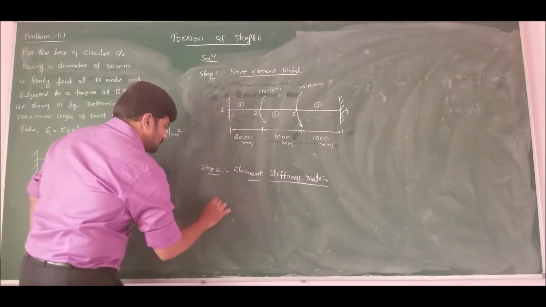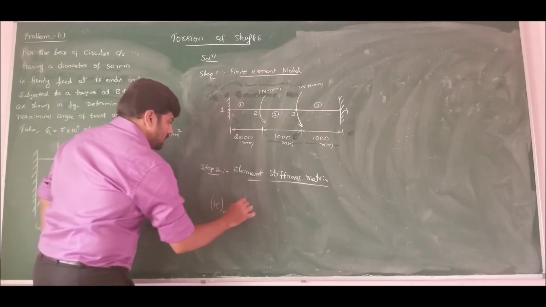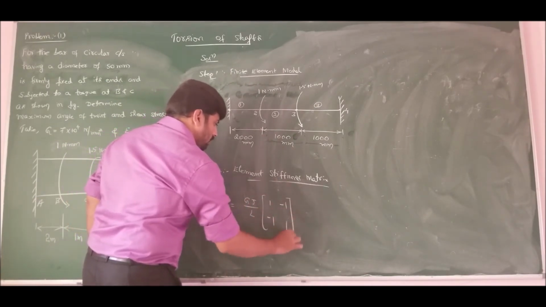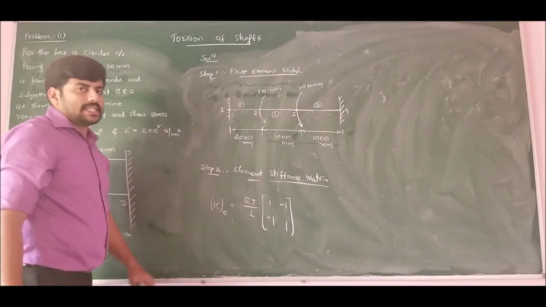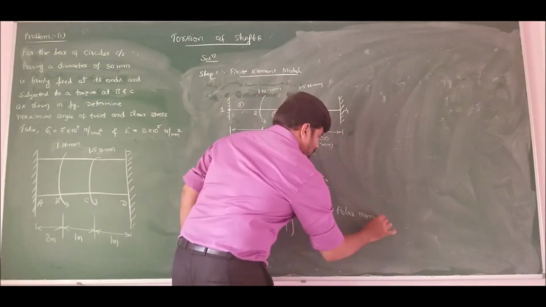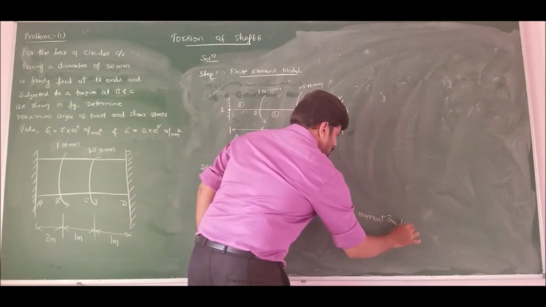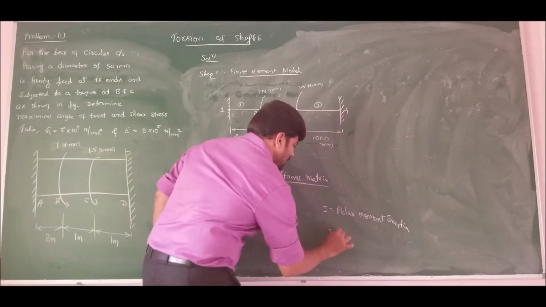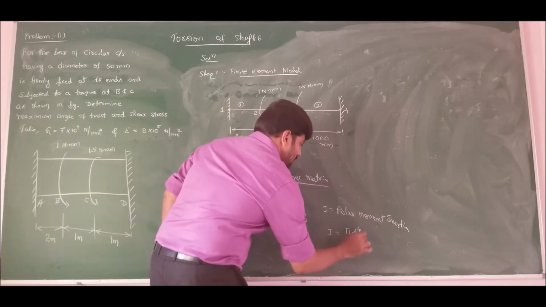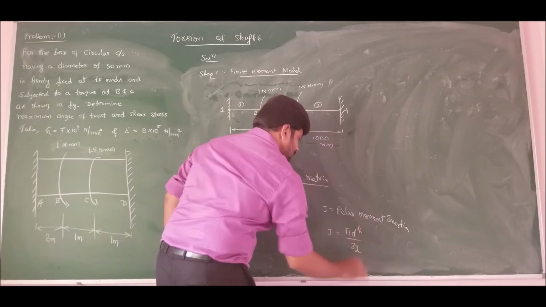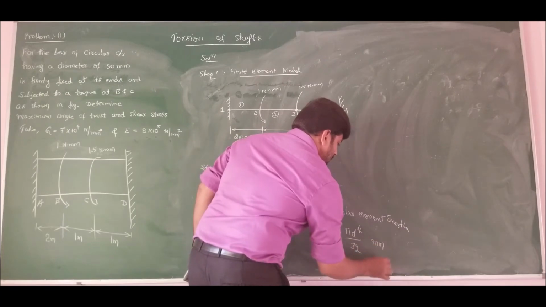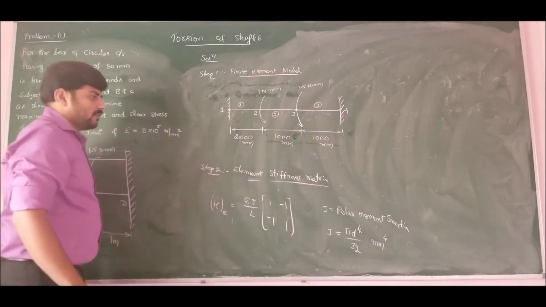The element stiffness matrix K of an element is equal to G J by L [1 -1; -1 1], where G is modulus of rigidity, J is polar moment of inertia and L is length. The formula for J, the polar moment of inertia, is pi d to the power of 4 divided by 32. Since we are using millimeters as the unit, we will get it in millimeter to the power of 4.